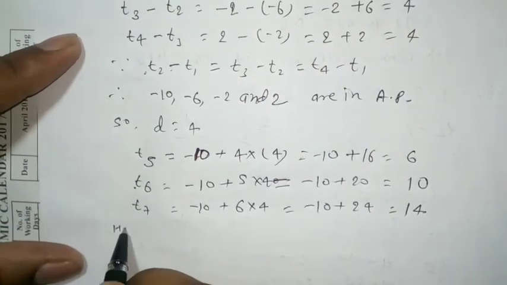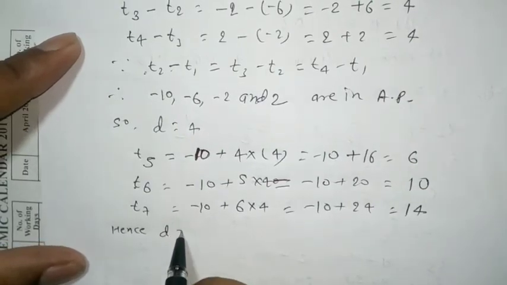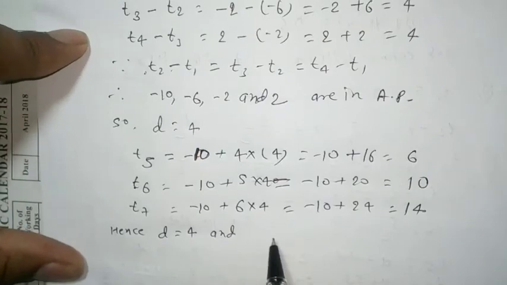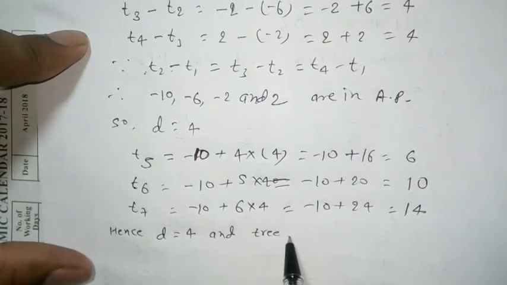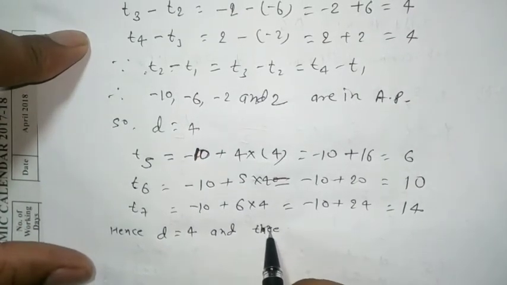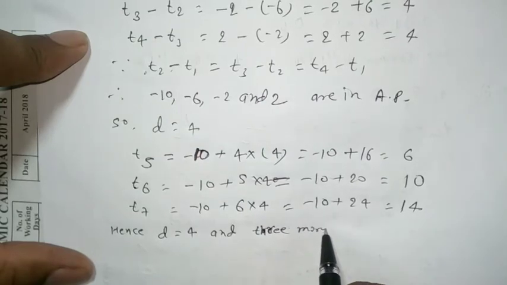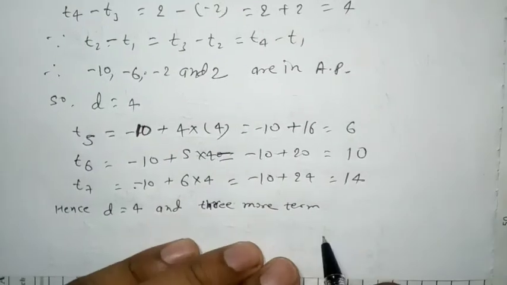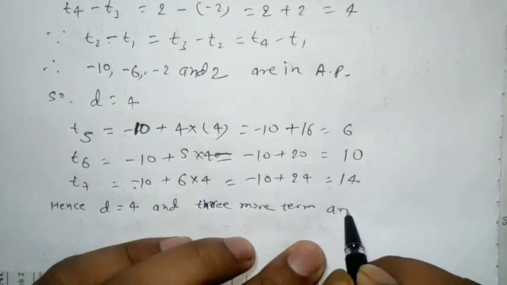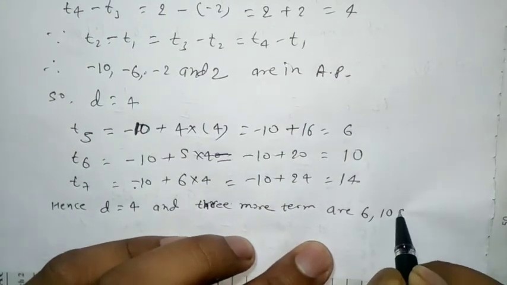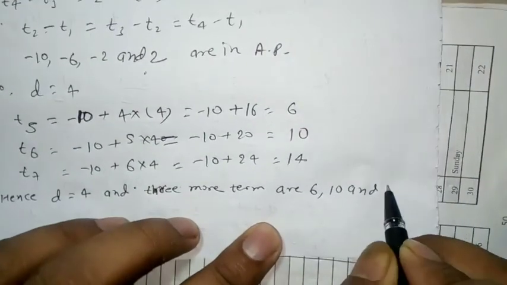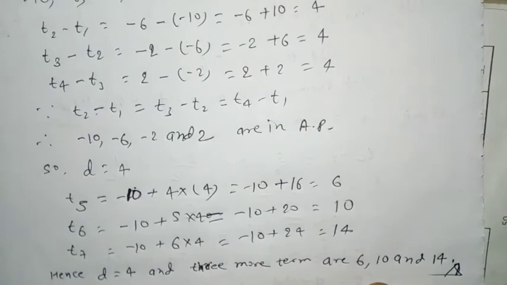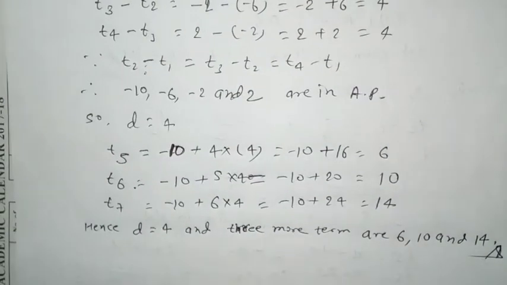Hence D is equal to 4 and the three more terms are 6, 10 and 14. Answer. The next question, number 5.